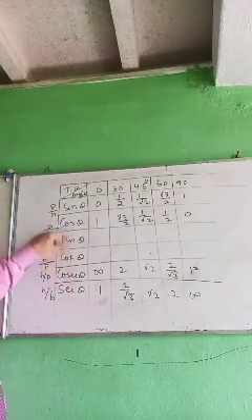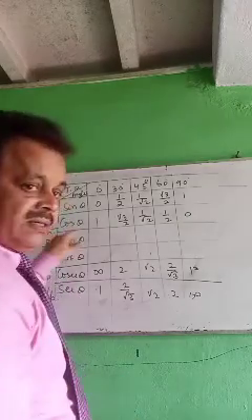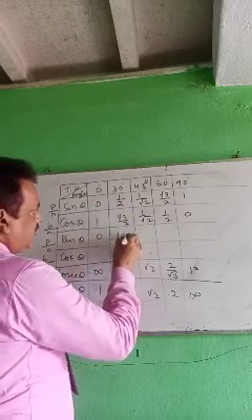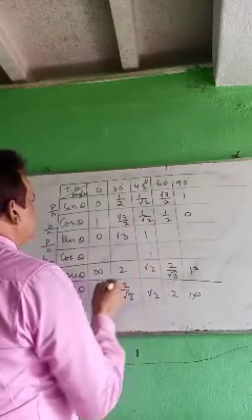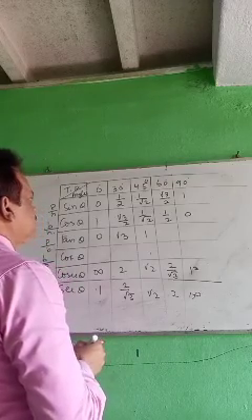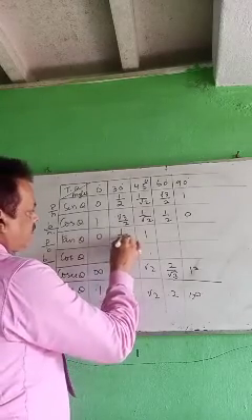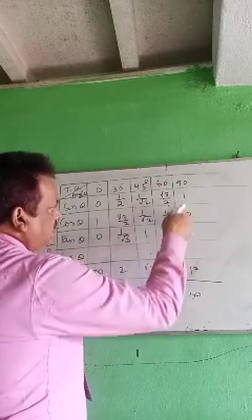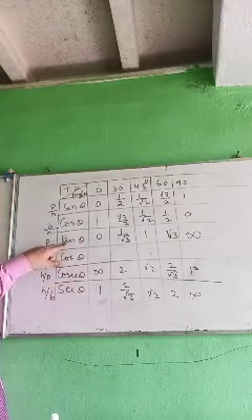Okay, tan. Tan is sine by cos. That means 0 by 1 is 0. This by this is 1 by root 3. This by this is 1. This by this is root 3. This by this is not defined.